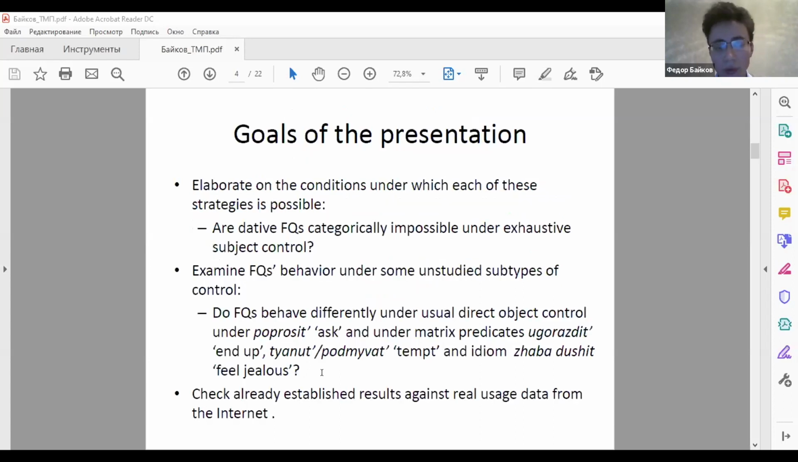And now goals of my presentation. I am going to elaborate on the conditions under which each of the previously introduced strategies is possible. For example, I am going to consider the question whether dative floating quantifiers are categorically impossible under exhaustive subject control. And I'm also going to examine the behavior of floating quantifiers under some previously unstudied subtypes of control, namely under such matrix predicates as угораздить and тянуть or подмывать, and under idioms such as жаба душит or черт дернул. And I will check already established results from the literature against real usage data from the internet.